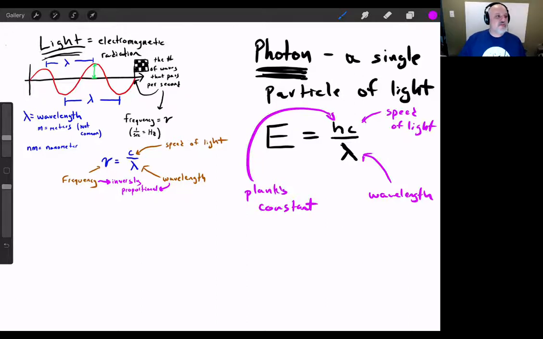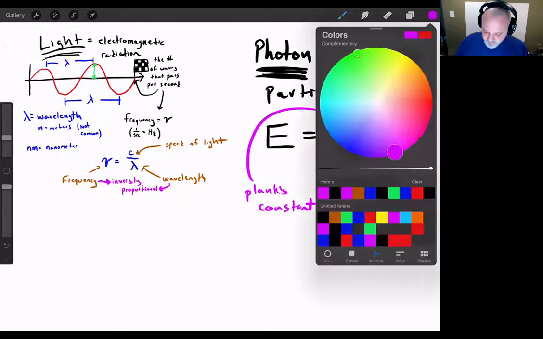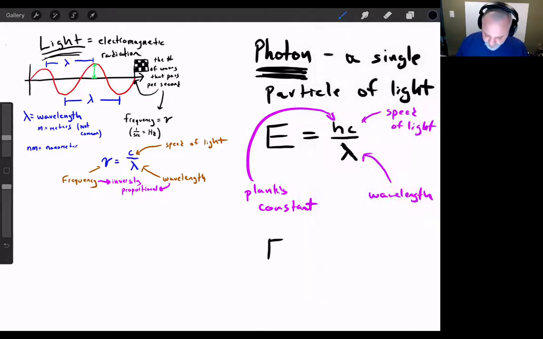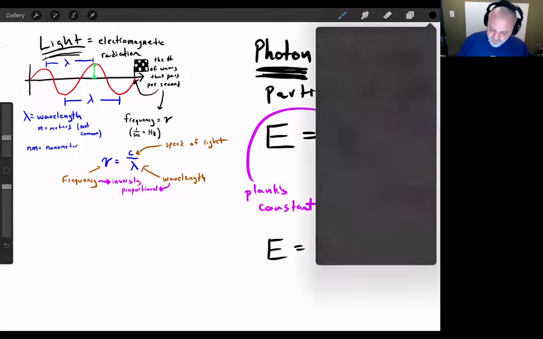And you don't need to know the value. The reason you don't need to know the value is you're not going to use this equation to do any calculations. But you do need to know the equation because I'm going to ask you some questions about how the energy and the wavelength are related. I'm also going to ask you some questions about how the energy and the frequency are related.